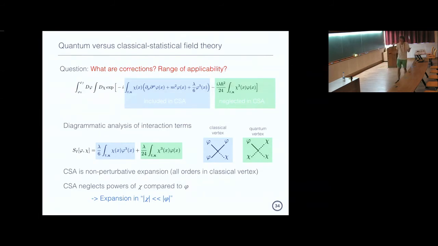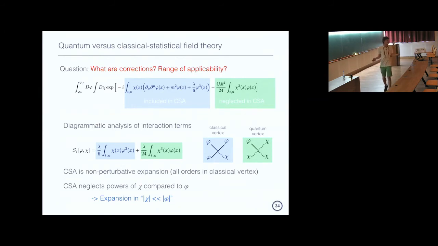And so really the nature of the expansion, in a certain sense, is that we are assuming that this quantum field chi should be much smaller than this classical field phi that we're dealing with. So in a certain sense, you could say it's an expansion in the absolute value of chi over the absolute value of phi.